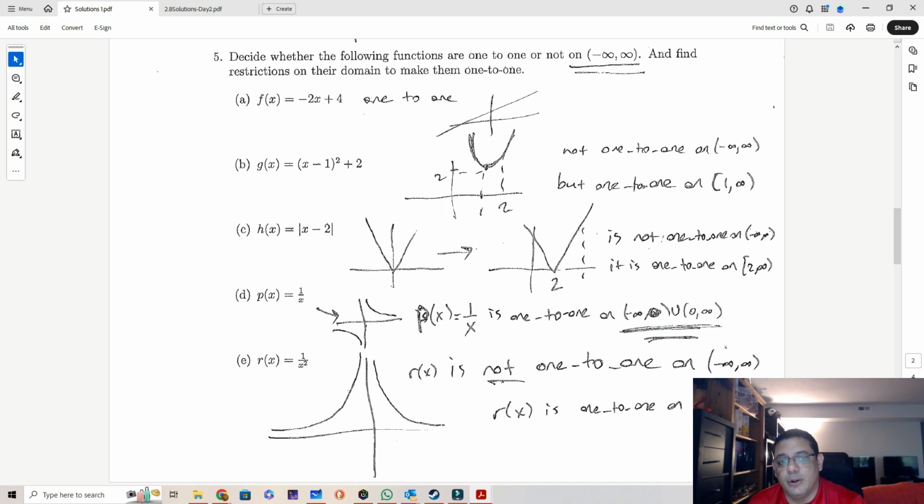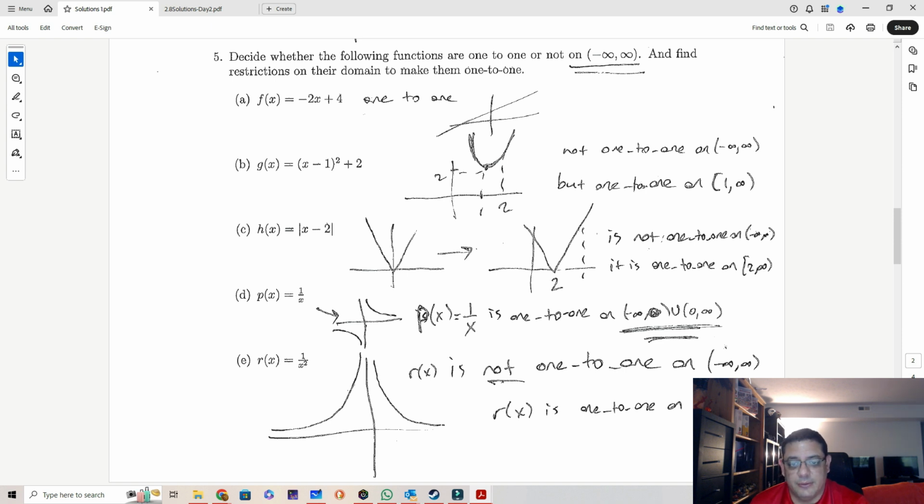So notice that if we only take 1 to infinity, then this function will be one-to-one because we are essentially erasing the repetition. So if we're only considering from 1 onward to infinity, we're only considering the right side of the parabola, and that's going to make it so it's only one-to-one.